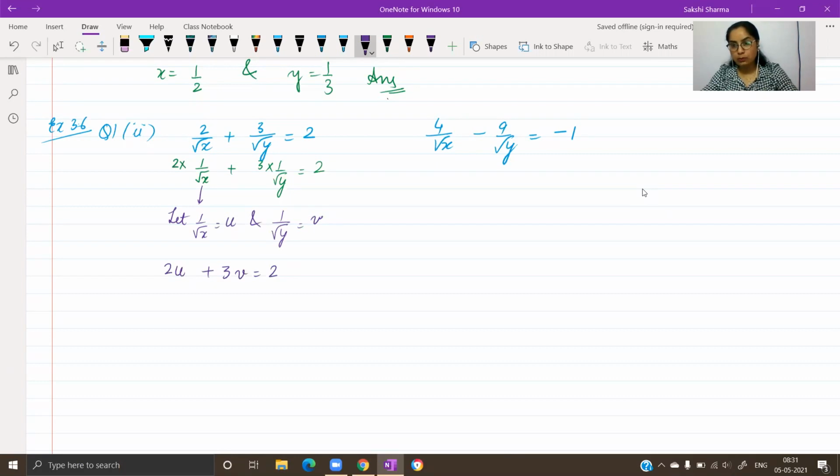Same thing for equation number 2. You may take any variable. You just have to take some different variable other than the ones you are given. I do it with UV. Students prefer to do it with PQ or MN also.